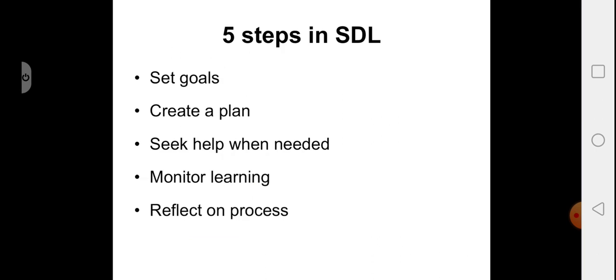Let us look into steps involved in SDL. There are 5 basic steps, which are setting goals, create a plan, seek help when needed, monitor the learning process continuously, and self-reflection, that is a reflection on the process you have followed.